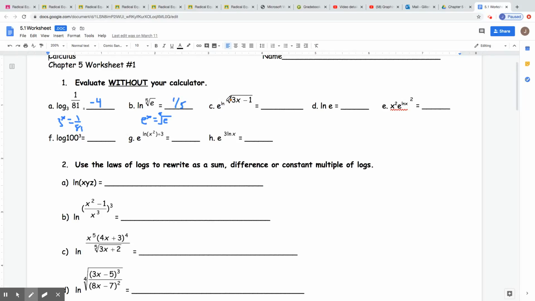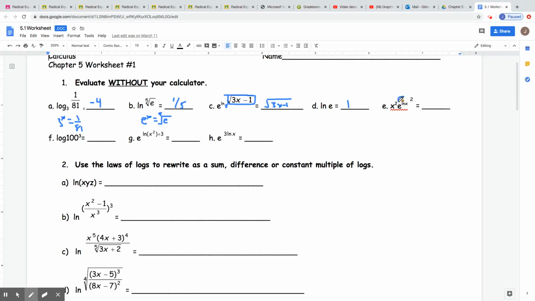Now, whenever you have a log up in the exponent, whatever this number is here, which is e, if it's the same as the base of this log, which it is because the base of natural log is e, the answer is just whatever comes after. You can just simplify all of this to the square root of 3x minus 1. For d, natural log of e is always 1.